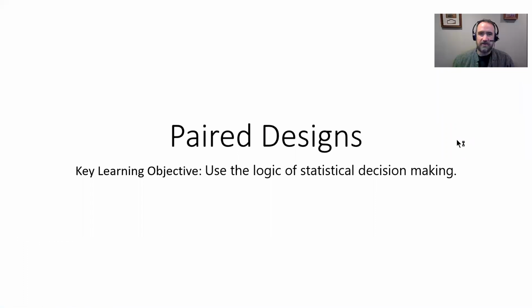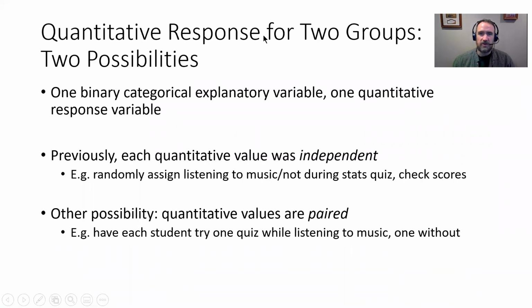Our key learning objective for this video and this unit is going to be using the logic of statistical decision making. And so we'll be thinking a little bit about how we have designs that can be slightly different, even though we may have the same types of variables as we've seen before. Particularly, we're talking about when we have a quantitative response for two groups, and we're going to have two possibilities here for design. This is when we have one binary categorical explanatory variable and one quantitative response variable.